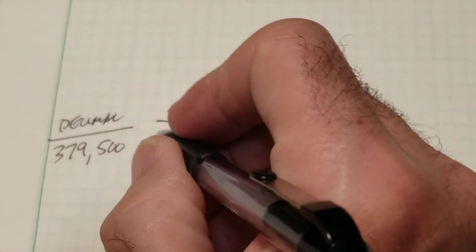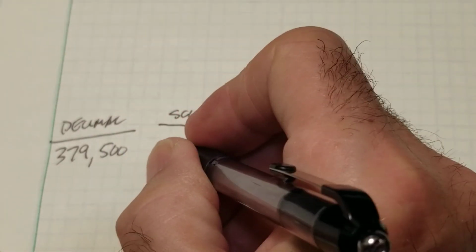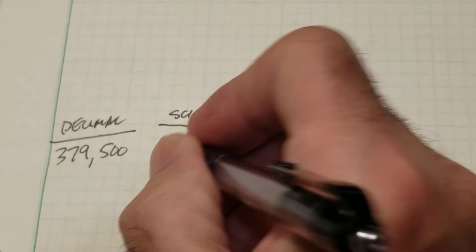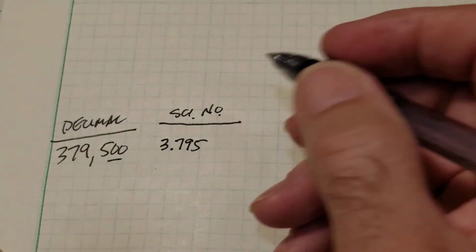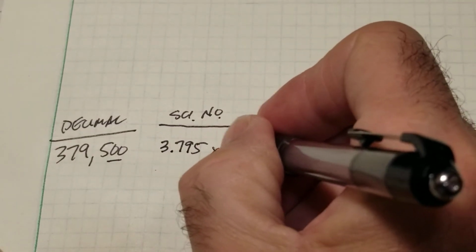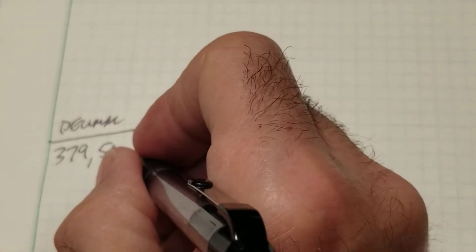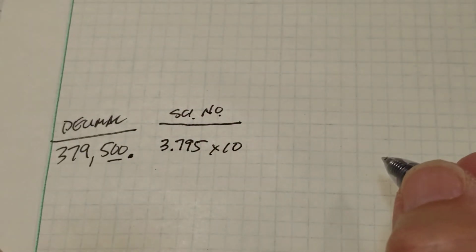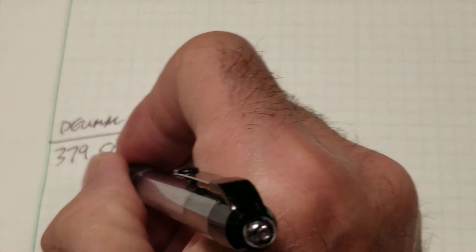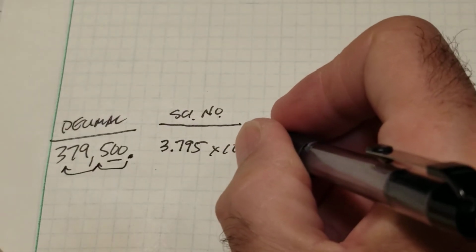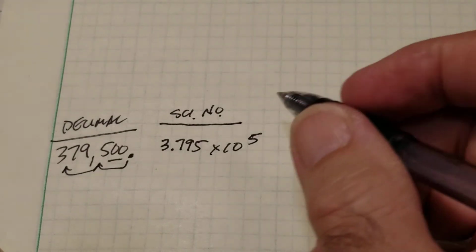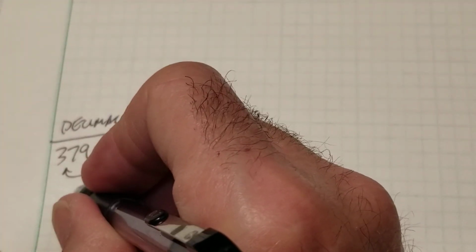So I have to write this number between 1 and 10. So 3.795. These zeros are just placeholders, so I'm not going to put those down there, times 10. And if this was where my decimal point started, I moved it 3 spaces and 2 more, so I moved it 5 spaces. And this would be a positive 5 because this number is larger than 1.